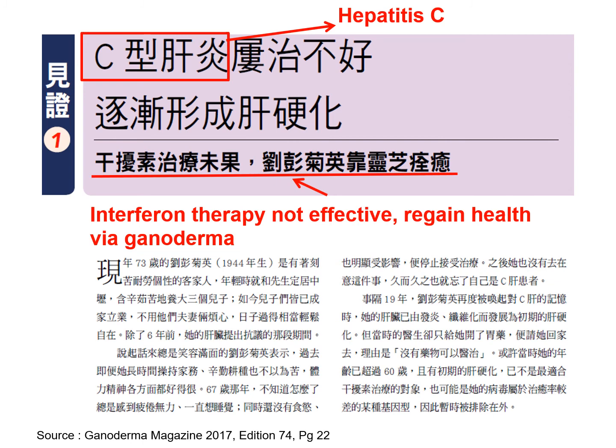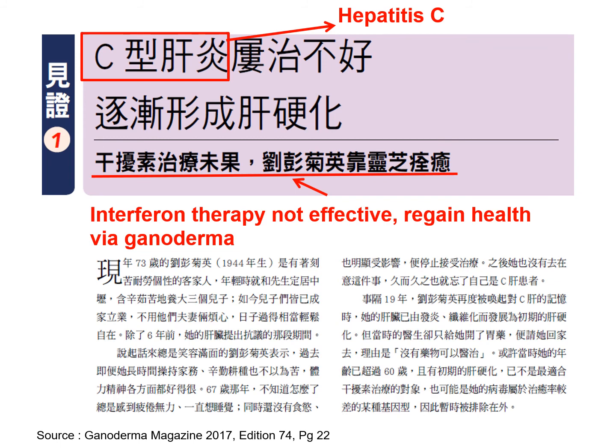At that time there was no treatment for her. At the age of 67, she could not take interferon therapy. So she started to take 灵芝, with a dosage of 10 sachets of high concentrated 灵芝 and 10 sachets of bee pollen every day, for 2.5 years. After 2.5 years, she managed to reverse her early stage cirrhosis back to normal.